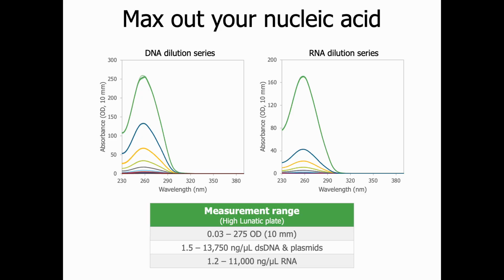High Lunatic plates extend the dynamic range from 0.03 to 275 OD, making them ideal for extremely concentrated samples. Standard Lunatic plates reach up to 40 OD, which corresponds to about 2,000 nanograms per microliter of double-stranded DNA. Both plate types run on the same instrument with no additional setup or software changes required.